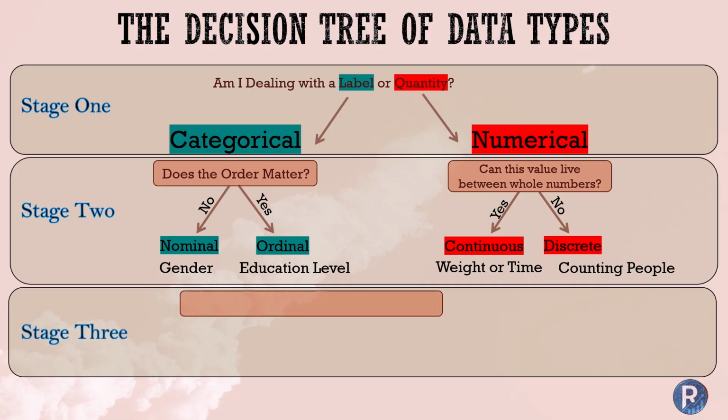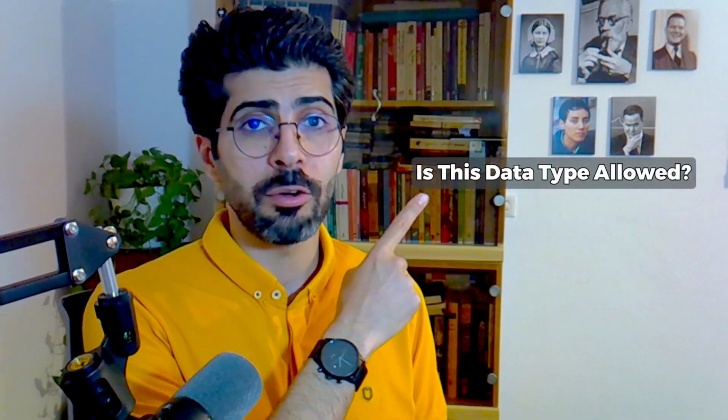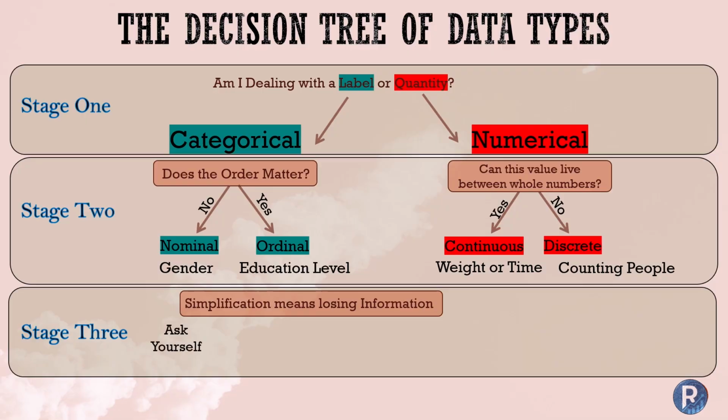Every time you simplify, whether it's for privacy or just turning age into young versus old, you are throwing away information. Sometimes that loss is a noble sacrifice for ethics, and sometimes it's a fatal mistake. So the real question isn't, is this data type allowed? It's, can my project afford this loss? And is the trade-off worth it? Knowing the price of that loss is what makes you a pro.